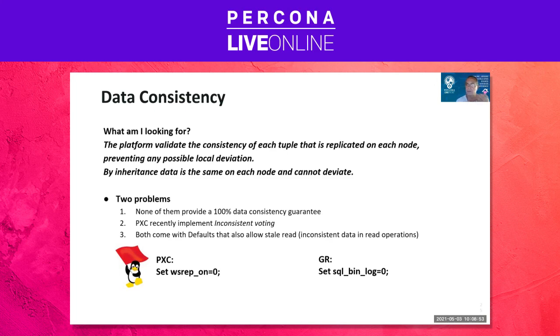It's not able to see if there is some kind of data drift. And in our experience at Percona, we have seen this happening several times. It could be for a malicious act, it could be for other operations happening during maintenance, or it could be whatever, but it happens.